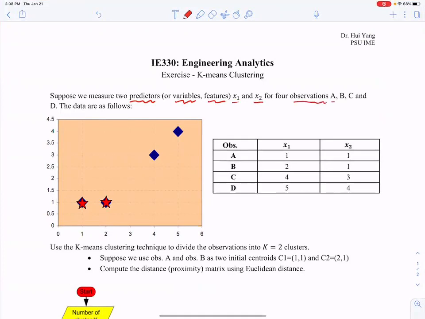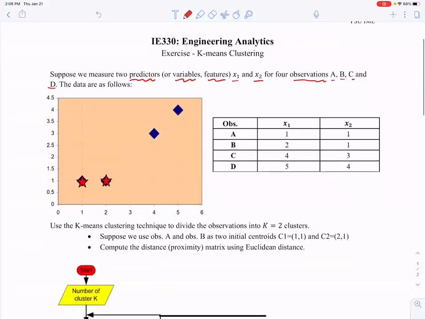Here we are using A, B, C, D to denote the observations. A is (1, 1), B is (2, 1), C is (4, 3), and D is (5, 4). This is X1, this is X2, predictor 1, predictor 2. Then you can plot them in the two-dimensional space.